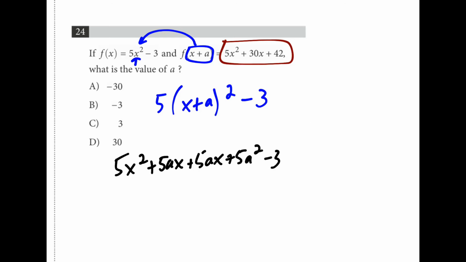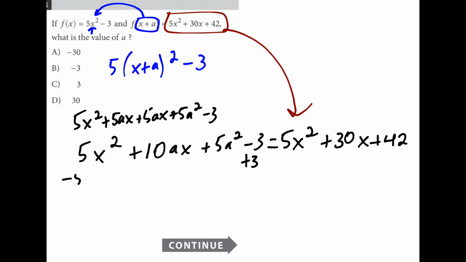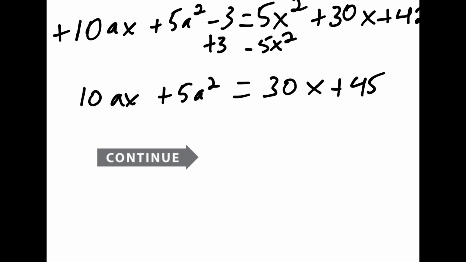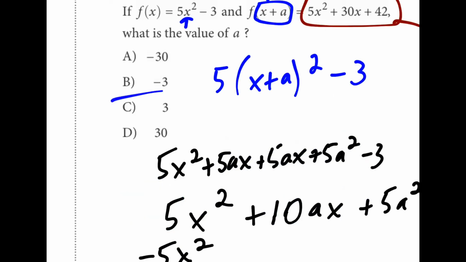So we can clean this up a little bit. And then I'm going to bring down this equation in red here to the right side. So I'll add 3 to both sides. I'm going to subtract 5x squared from both sides. And I'm left with 10ax plus 5a squared is equal to 30x plus 45. So it looks to me like a is going to be 3. So if I plugged in a 3 here, I'd get 30x. And if I plugged in a 3 here, I'd get 45. I could consider these separately like this, but the answer is that a is equal to 3, which was choice C.